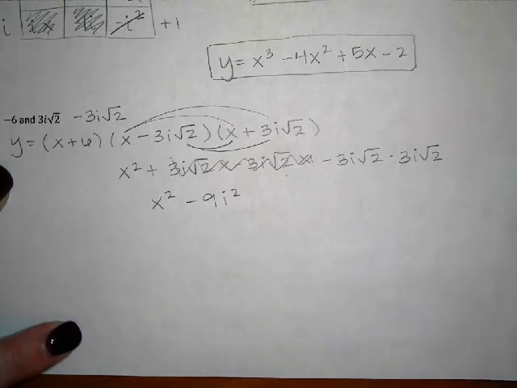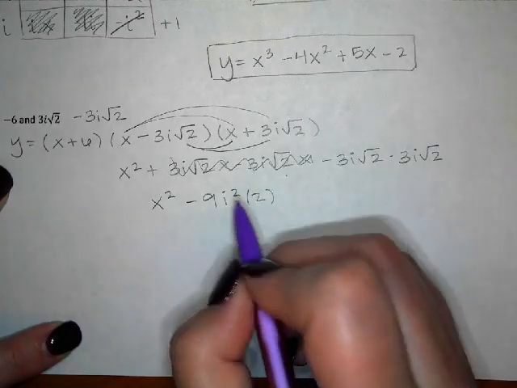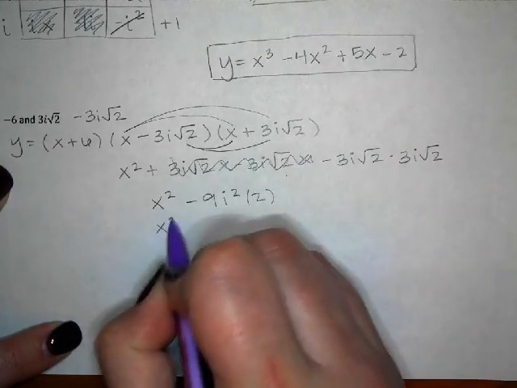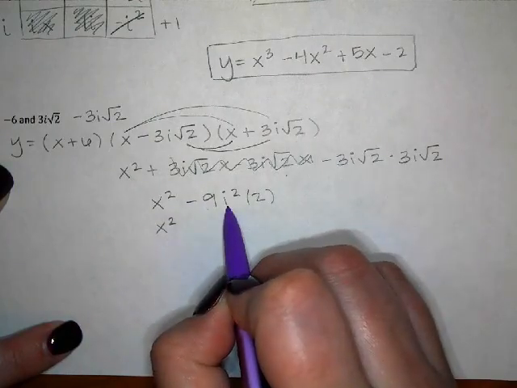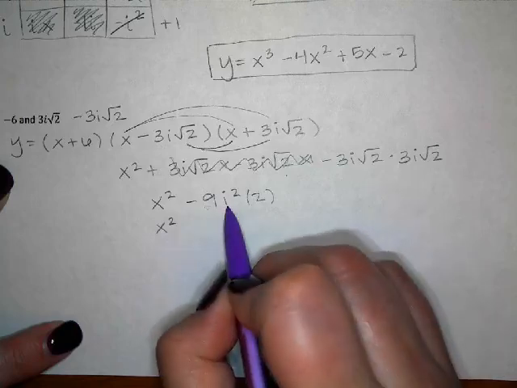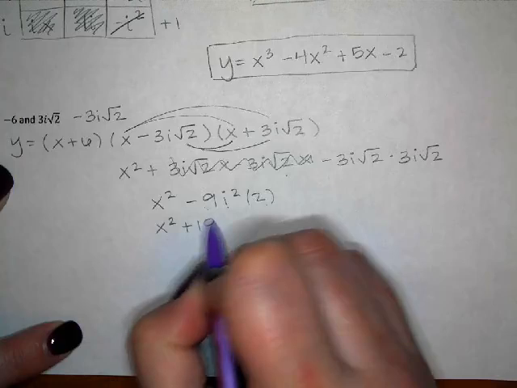So I've got negative 9. I know i squared is negative 1. Negative 9 times negative 1 times 2 is positive 18. So that's just x squared plus 18. And then I can kind of drop this down.